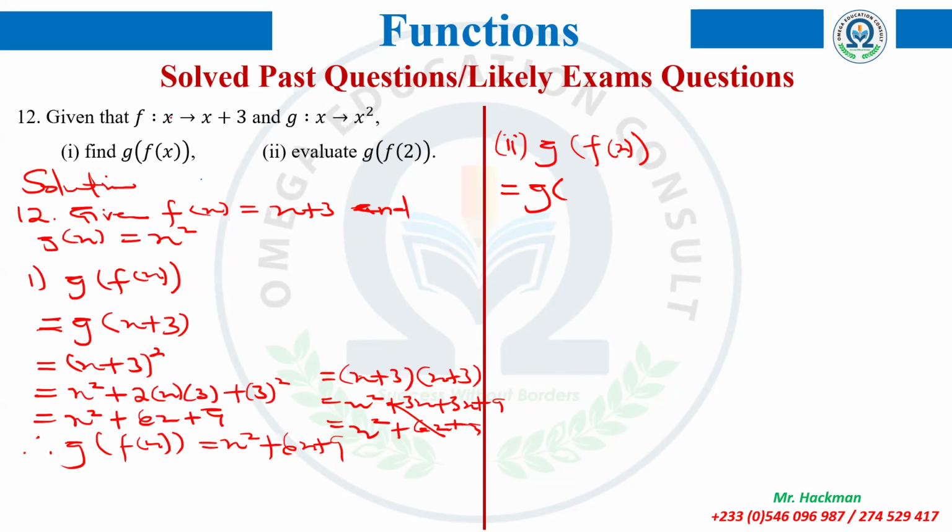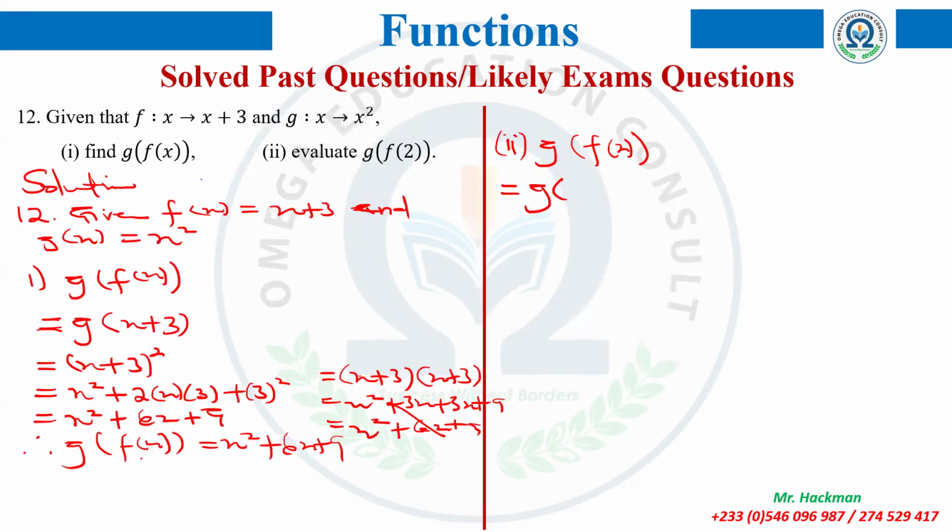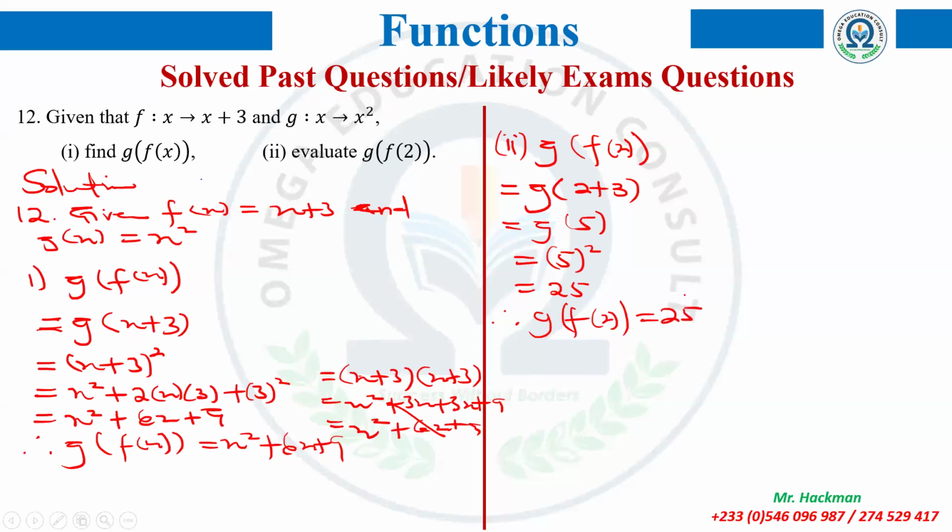So F of X is this. So I will get 2 plus 3. Forgive me. So 2 plus what? 3. Which will give me J of what? Of 5. So it means I need to evaluate my function J at 5. So where is my J? That will give me 5 squared, which will be equal to 25. So therefore my J of F of 2 will be equal to 25. All correct?